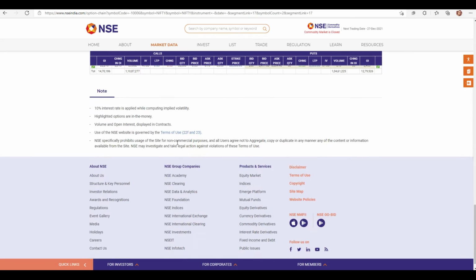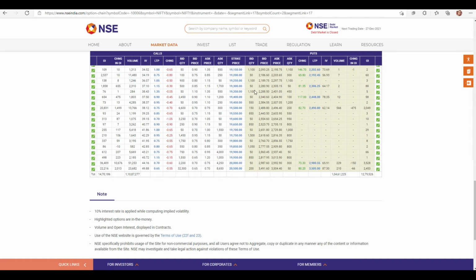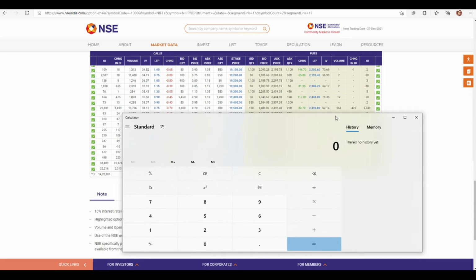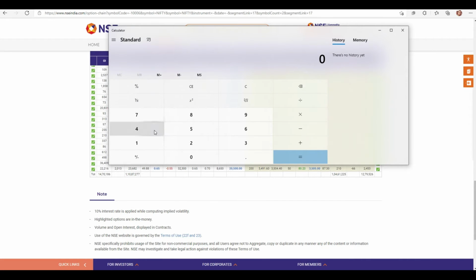Okay, we need to come to the bottom of this page, and here the left side is the call side and the right side is the put side. Here there is the put volume, and here we have the calls volume. Okay, now what to do? Let's take a calculator. Let's take the put value as well as the call value. I'm just entering the data of the put side divided by call side volume.